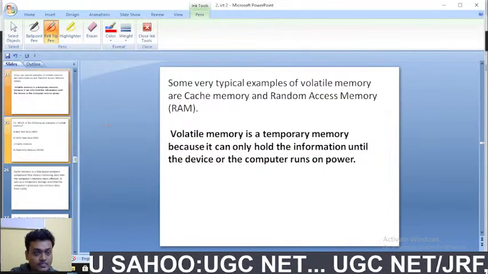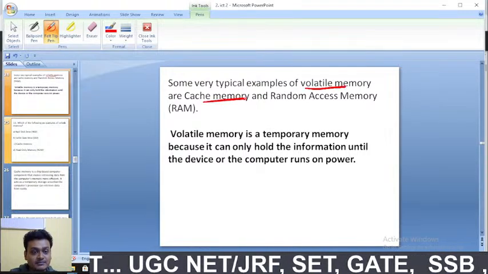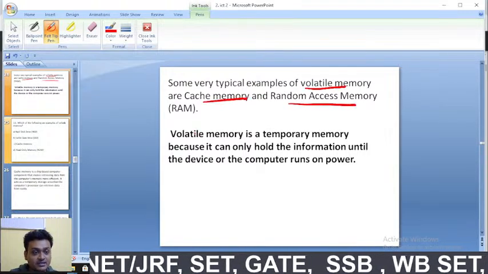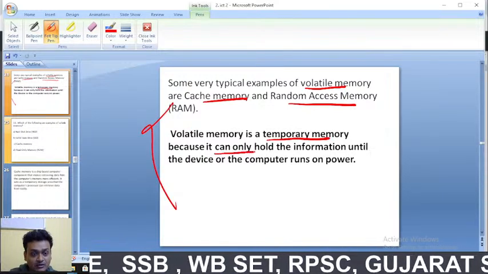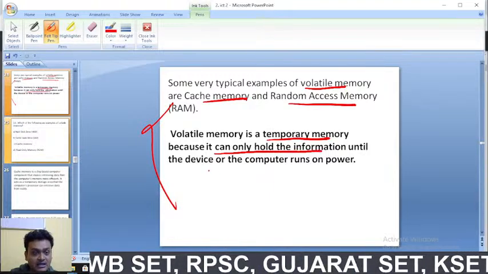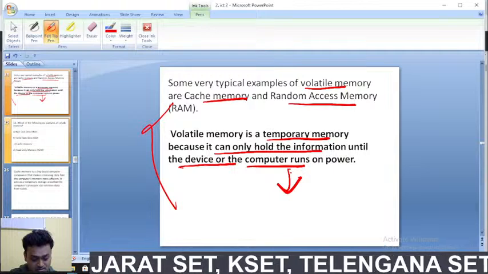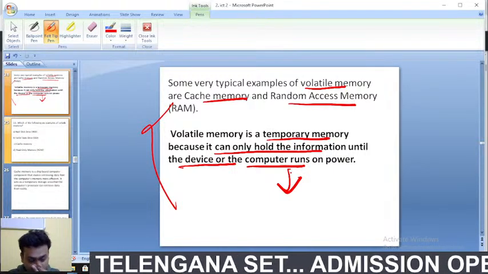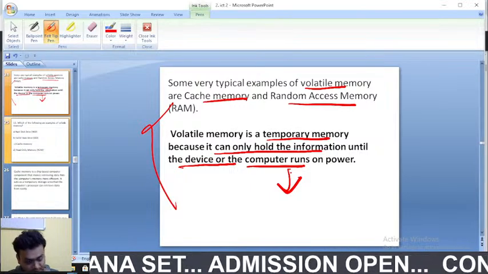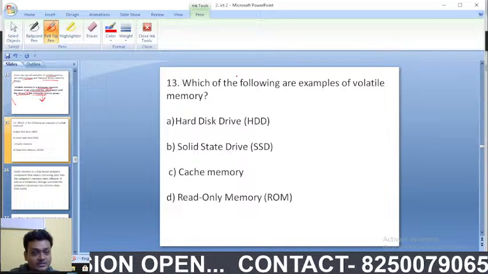It's C. Some very typical examples of volatile memory are cache memory and random access memory. Volatile memory is a temporary memory because it can only hold the information until the device or the computer runs on power. टेम्पररी है, कंसिस्टेंट नहीं है, ठीक है.